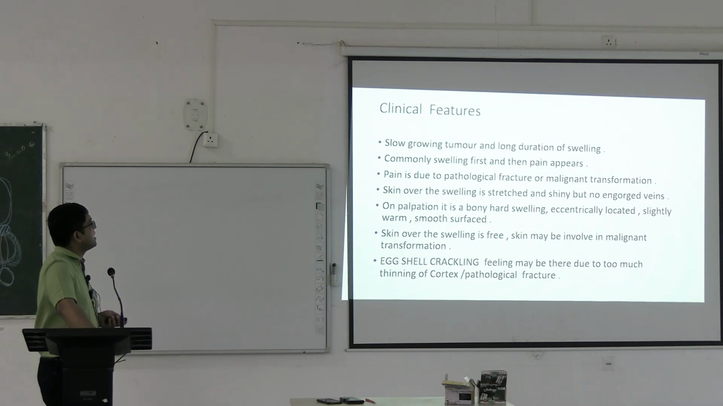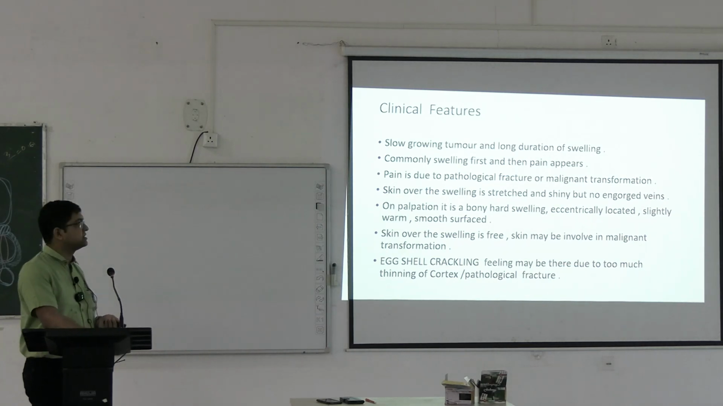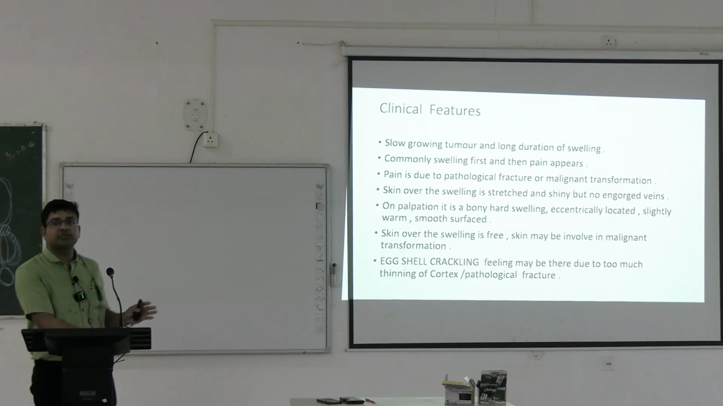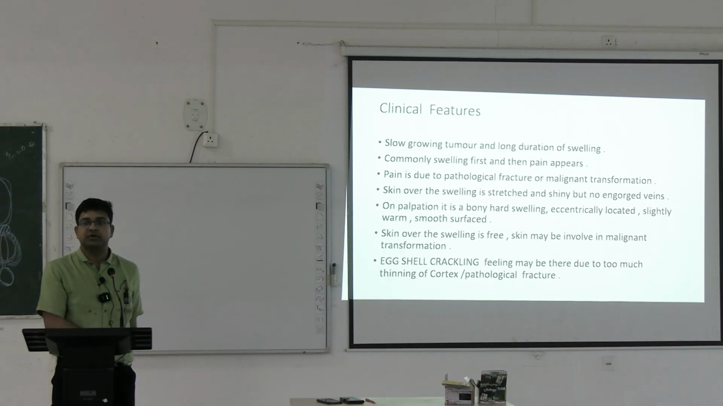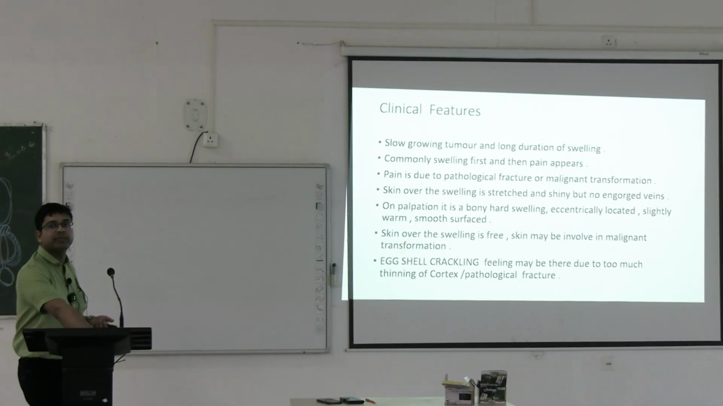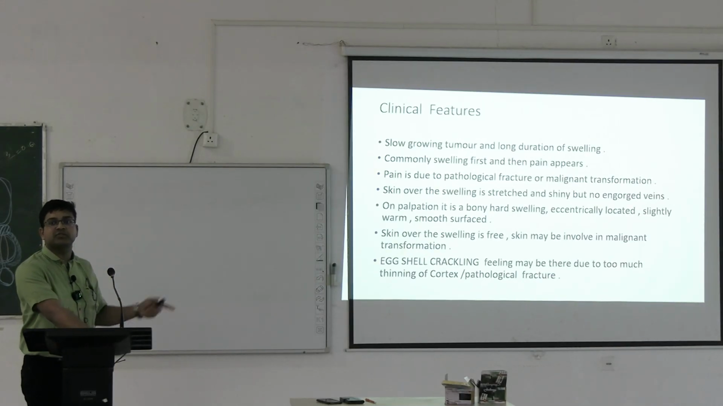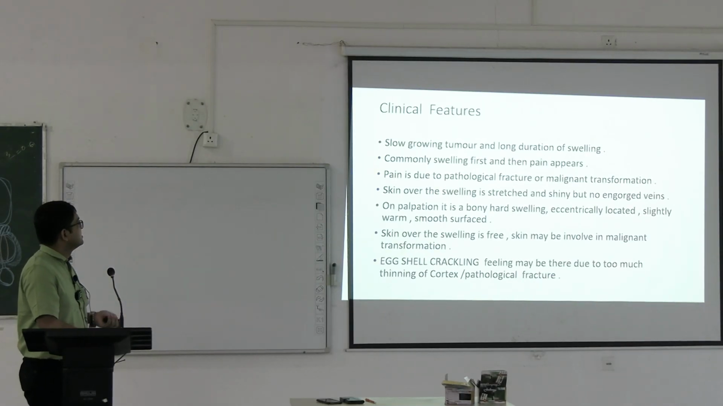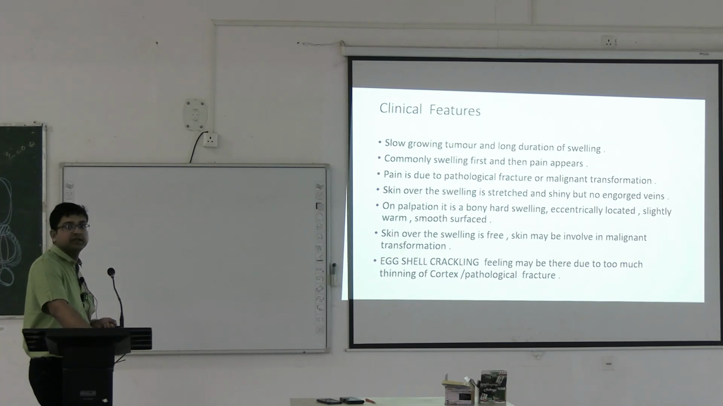Commonly swelling appears first, then the pain. Pain is due to pathological fracture or malignant transformation. Usually giant cell tumor is also painless like benign tumor. But when pain occurs, you suspect a malignancy or a pathological fracture. But more common is pathological fracture. Skin over the swelling is stretched and shiny, but no engorged vein.